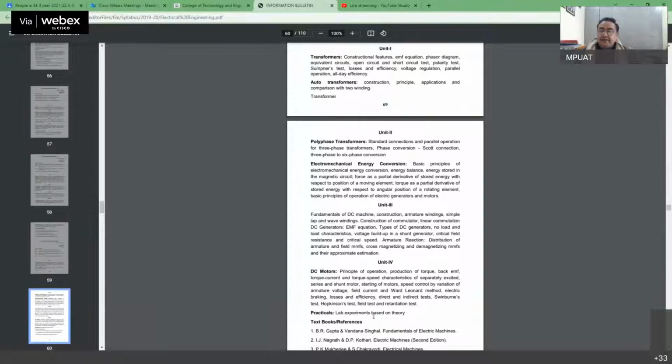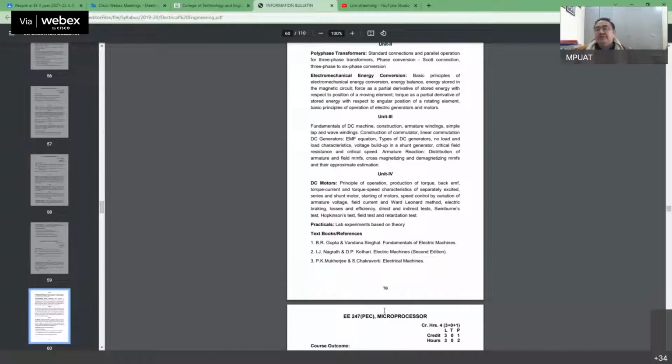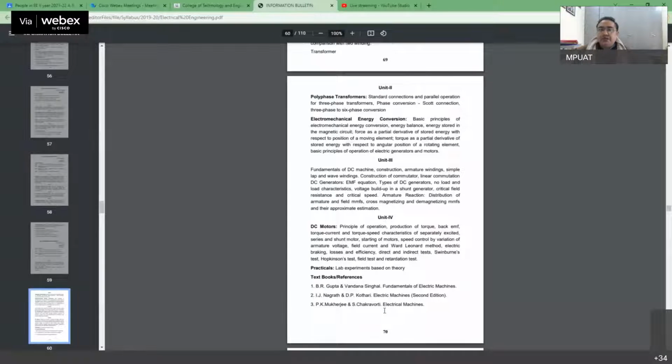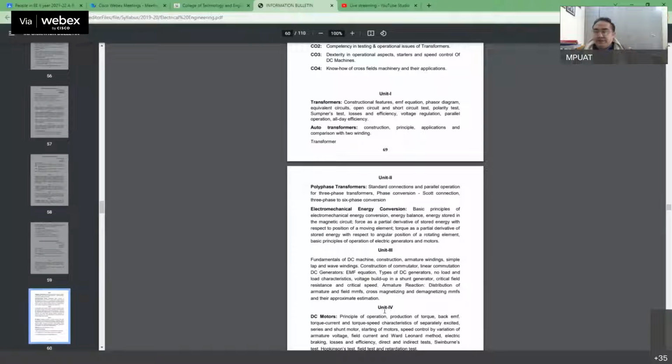And we have different tests. We not only have constructional features and working principle, but different types of tests to be conducted either on transformers or on DC machines, which include our DC generator as well as DC motors. So I think this syllabus is with all of you, and now you can go through this syllabus to see what you have to read.